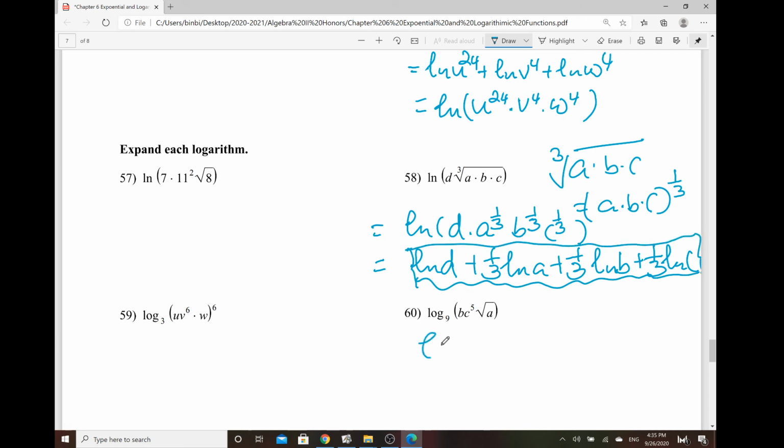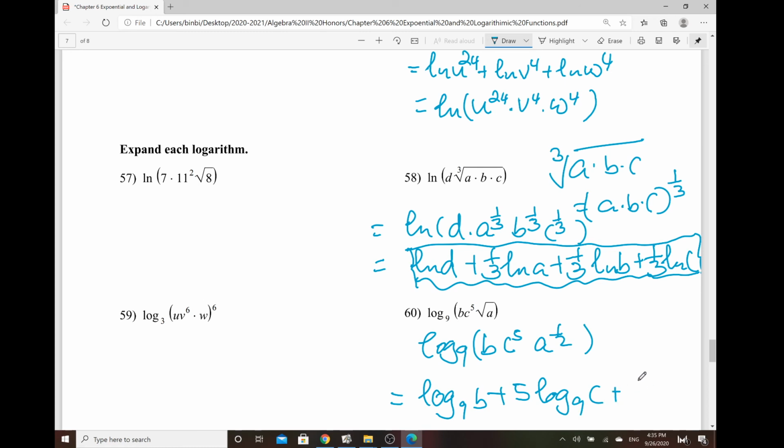And then what about this one? Again, radical form, you can always convert it back to the exponential form. So that's c to the power of 5. And then square root of a, which is a to the power of 1/2. And then expand it, so log base 9 of b, coefficient, bring it to the front, coefficient power to coefficient, so 5 log base 9 of c, and then plus 1/2 log base 9 of a. Okay, so the common base right here is all 9.